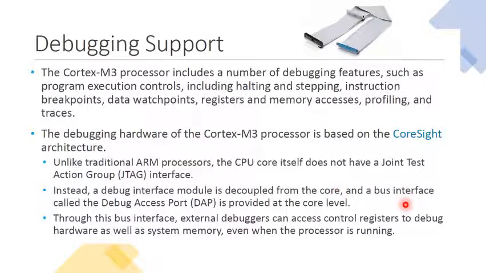and reconnect the same component which you are debugging through another slot or interface called the debug access port. Through this bus interface, external debuggers can access control registers to debug hardware as well as system memory, even when the processor is running.